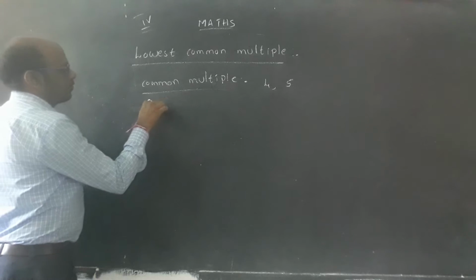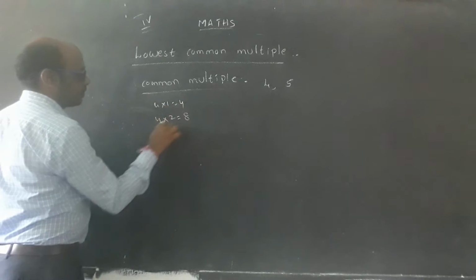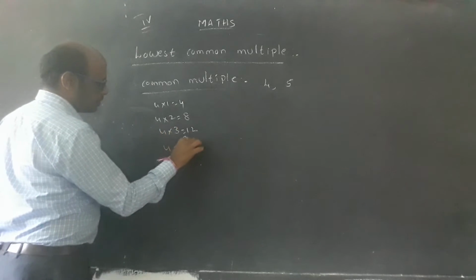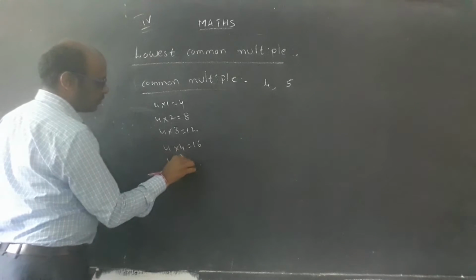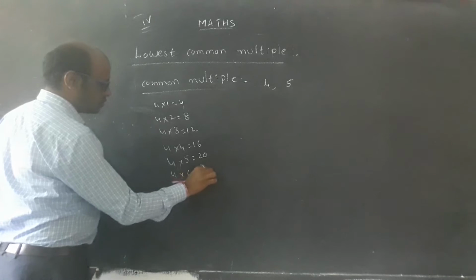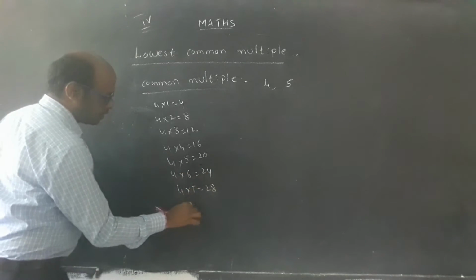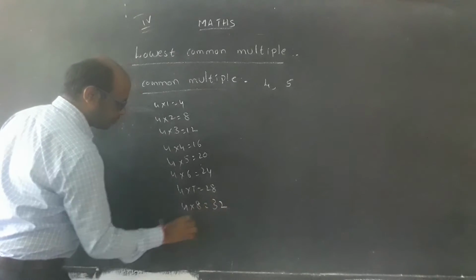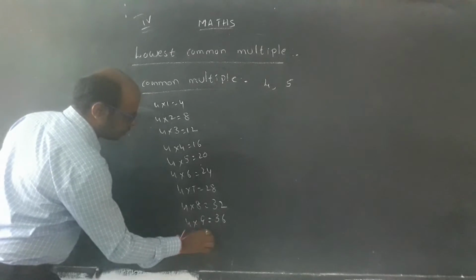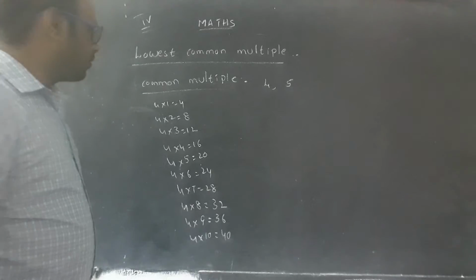See here, 4 into 1 is 4, 4 into 2 is 8, 4 into 3 is 12, 4 into 4 is 16, 4 into 5 is 20, 4 into 6 is 24, 4 into 7 is 28, 4 into 8 is 32, 4 into 9 is 36, 4 into 10 is 40. These are all multiples of 4.